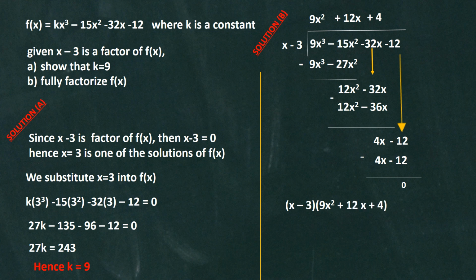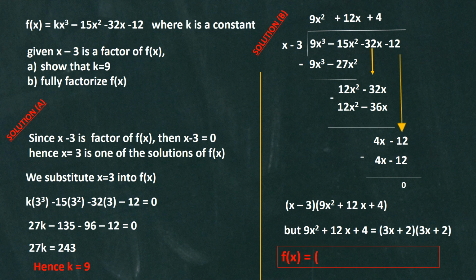Now, looking at 9x squared plus 12x plus 4, we can actually factorize that further. You notice that is actually just (3x plus 2) squared. And so our final factorization of the function f(x) is x minus 3 multiplied by 3x plus 2 multiplied by 3x plus 2.